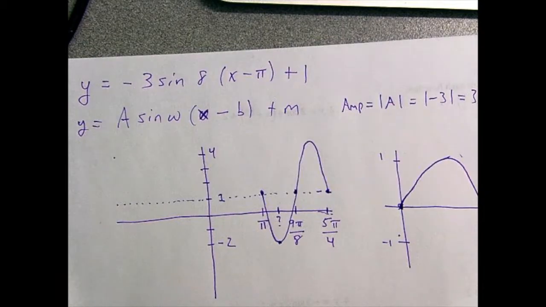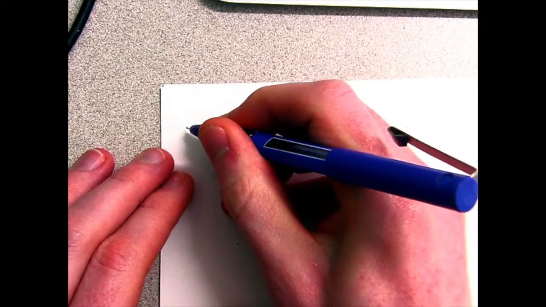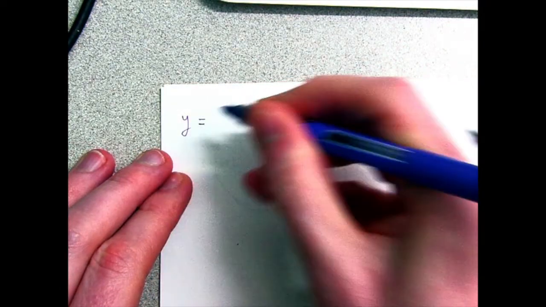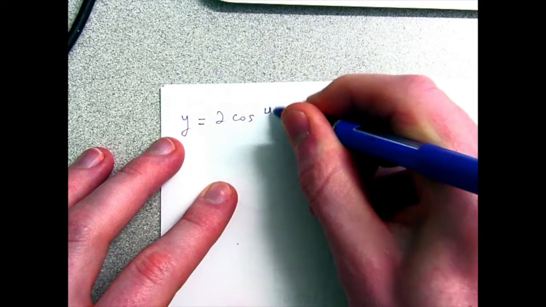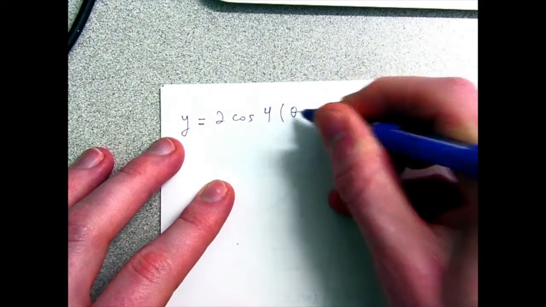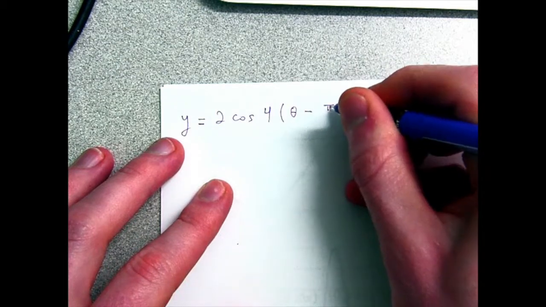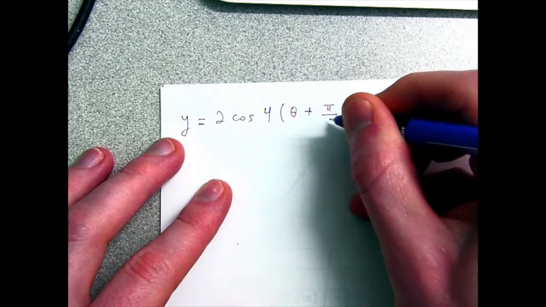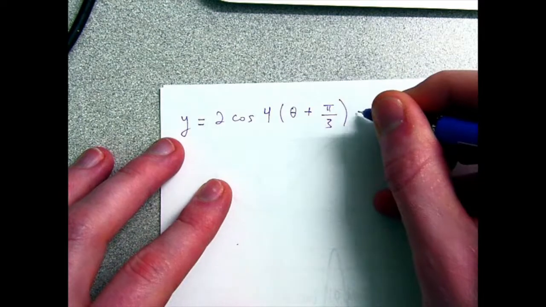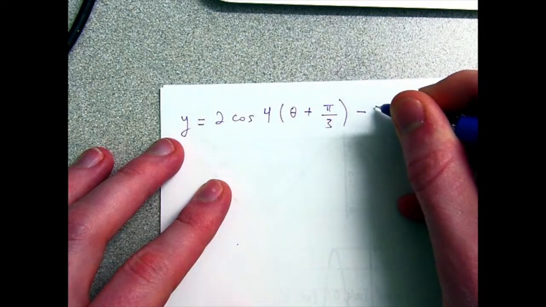So let's just do one more example. Let's do a cosine function. So let's say y is equal to 2 cosine of 4 theta plus pi over 3, minus 5.